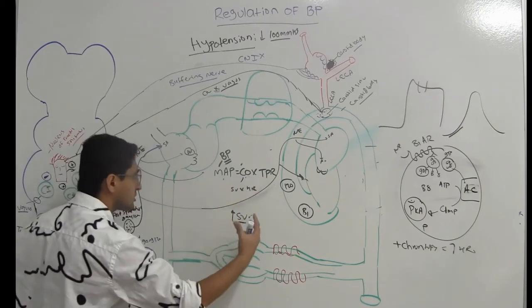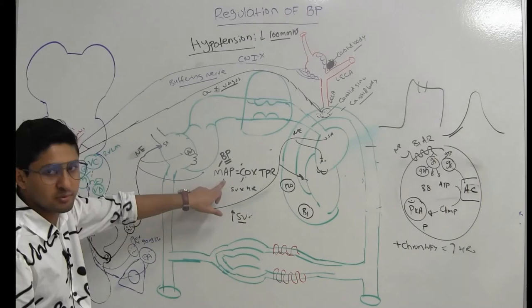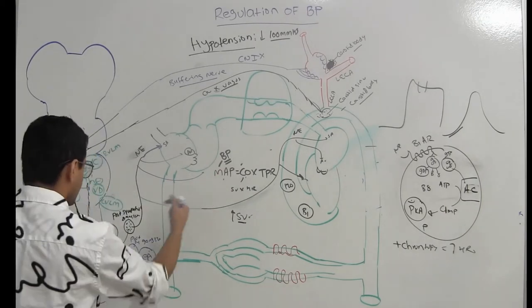When you increase your cardiac output, you increase your systolic pressure. When you increase your systolic pressure, you increase your mean arterial pressure. When you increase your mean arterial pressure, you increase your blood pressure. That is what is happening here, right?